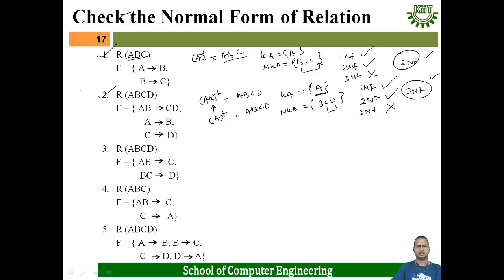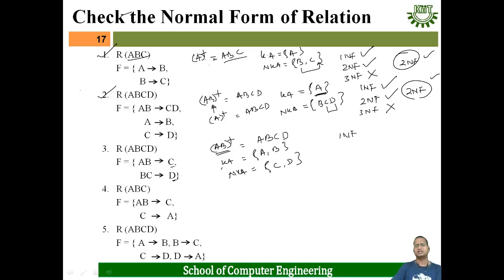Now find out the candidate key in this case. First I will take AB closure. AB closure will be A, B, C, D. Now, are A and B present on the right hand side? No. C and D are present. That means only one candidate key is possible in this case. So what are the key attributes? Key attributes will be A and B, and non-key attributes will be C and D.